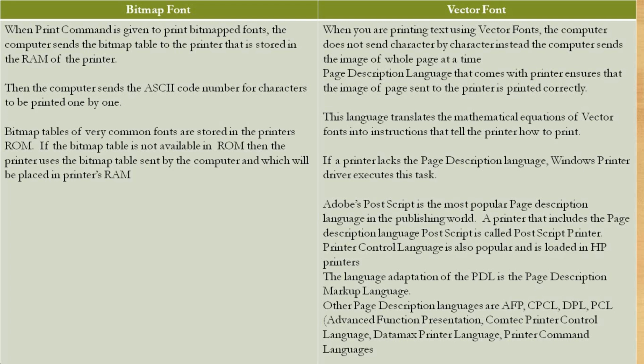So when the print command is given to print bitmap fonts, the computer sends the bitmap table to the printer, and that is stored in the RAM of the printer. Then the computer sends the ASCII code number for characters to be printed one by one. So bitmap tables of very commonly used fonts are stored in the printer's ROM. But if the bitmap table is not available in ROM, then the printer uses a bitmap table sent by the computer, which will be placed in the printer's RAM.